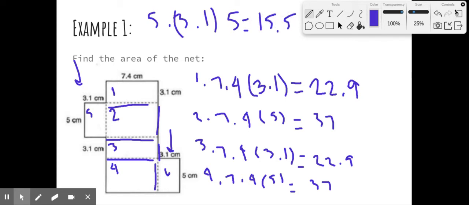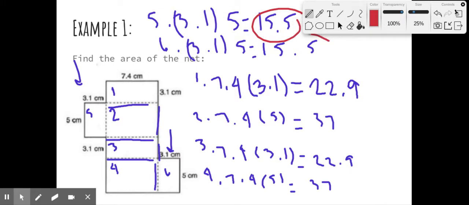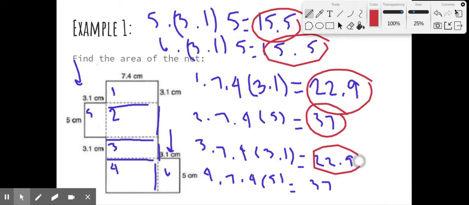And then number 6 has the same numbers. 3.1 times 5. So it should also be 15.5. Okay, so now to get the total surface area of the net, I am going to add up these 6 numbers. Let me do that in my calculator real quick.